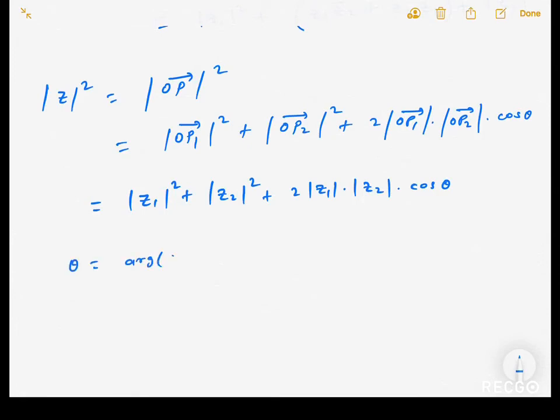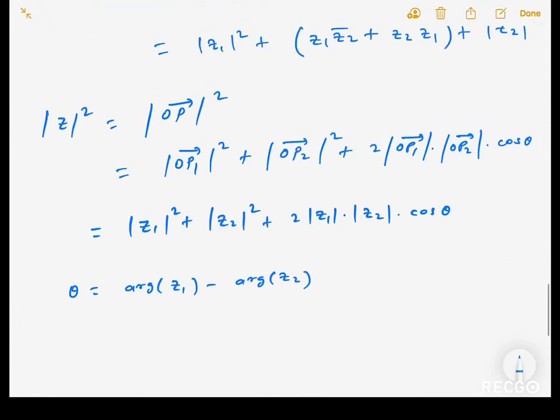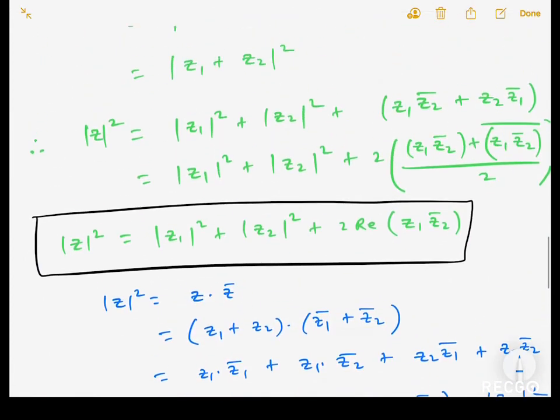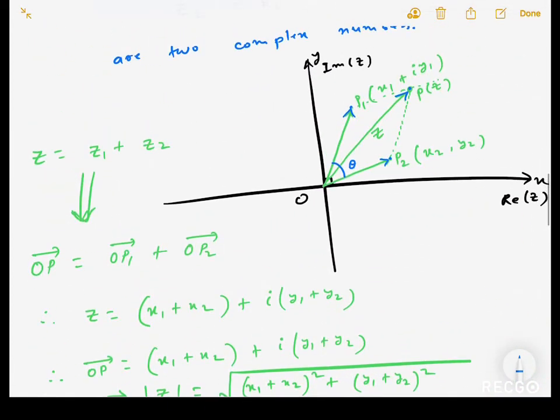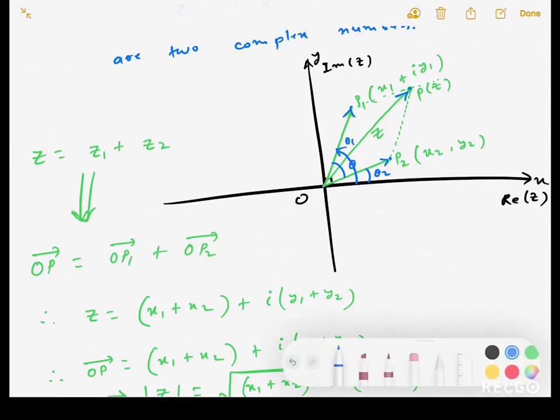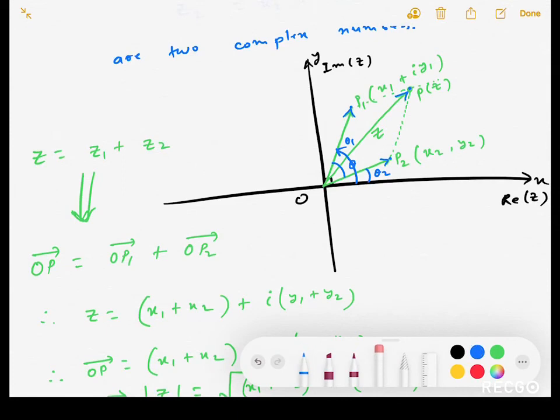In fact, theta is equal to argument of z1 minus argument of z2, and it is very simple to understand how. Let us see in the diagram. Suppose this angle is theta, and suppose that vector OP2 makes angle theta 2 with the real axis, and vector OP1 makes angle theta 1 with the positive direction of the real axis. So argument of OP2 will be equal to theta 2, and argument of OP1 will be equal to theta 1.